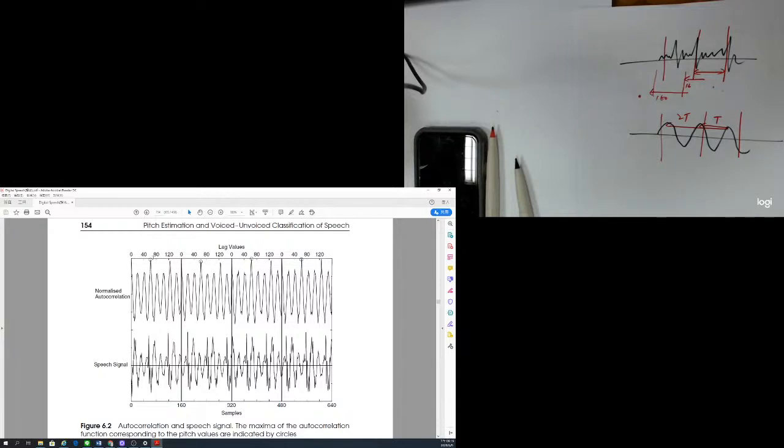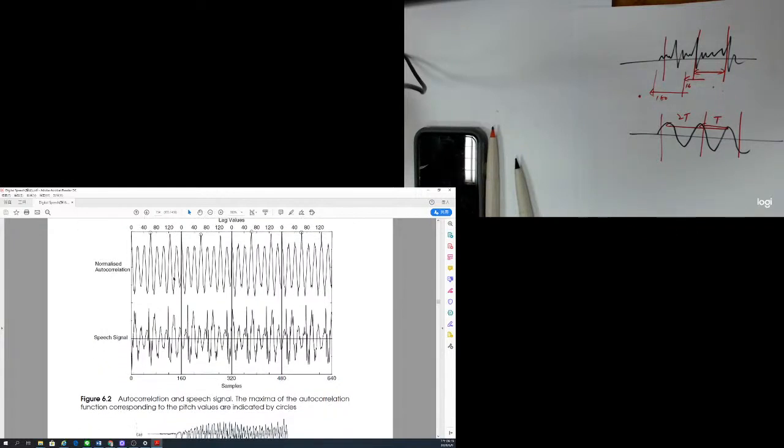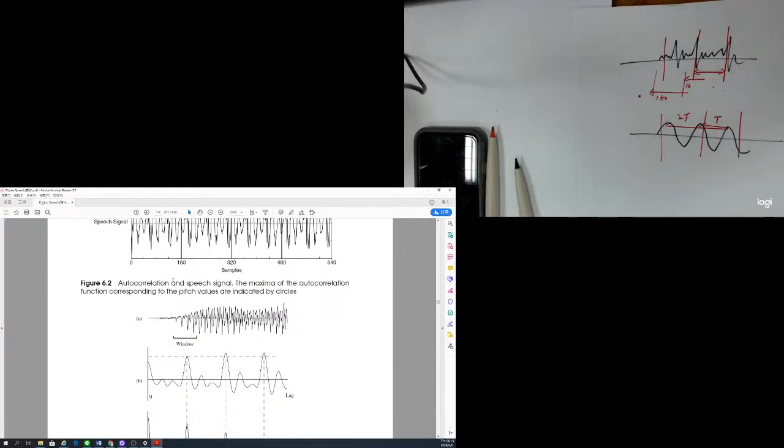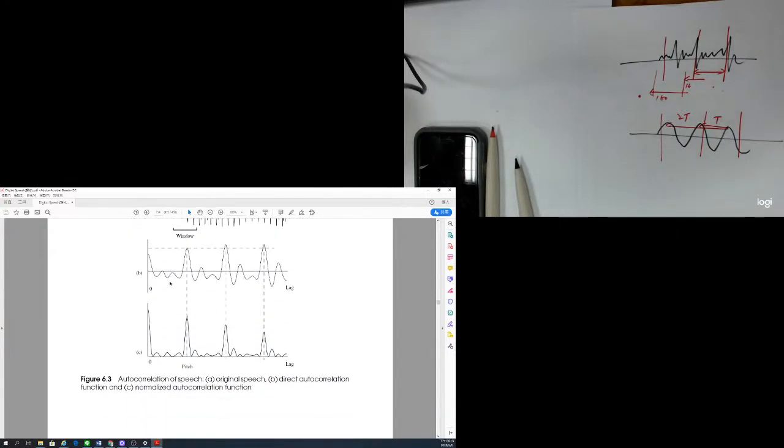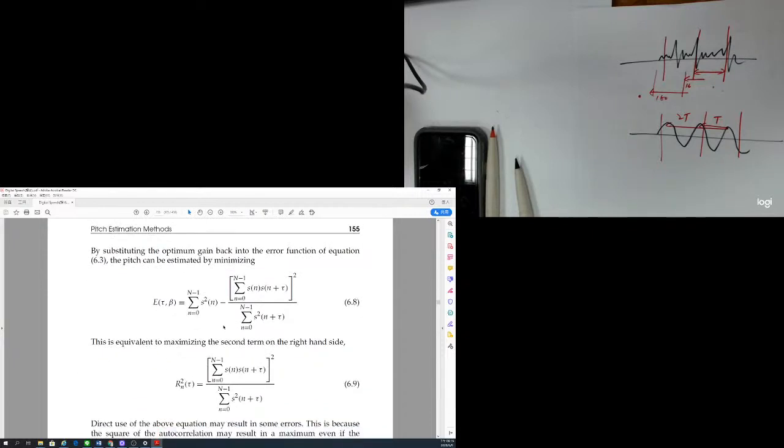This one shows what happens if we use the normalized autocorrelation. You can see this one is a pitch and this one is a double pitch, so you have to be careful about that. With normalized autocorrelation, we have to minimize our second pitch here, the double pitch.